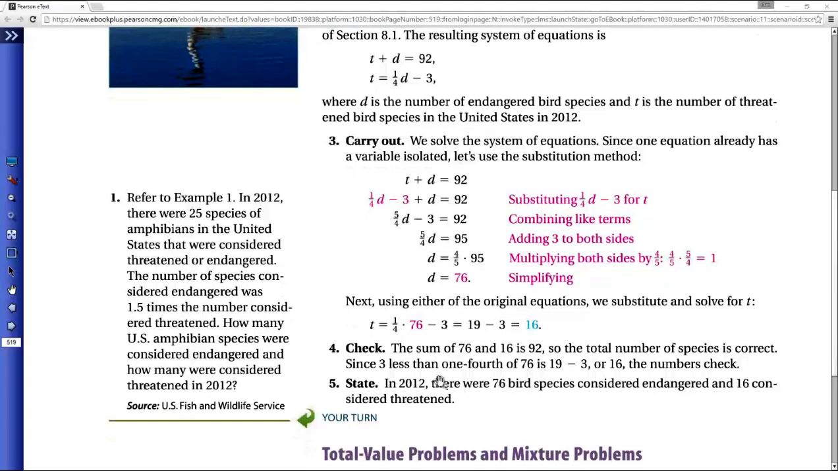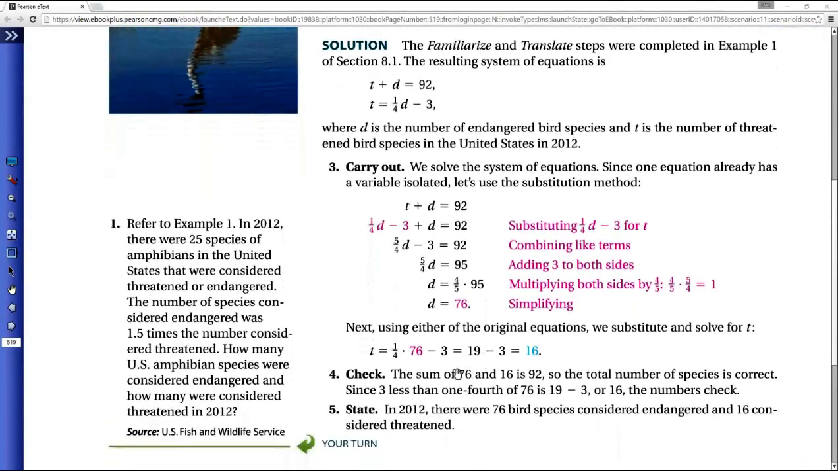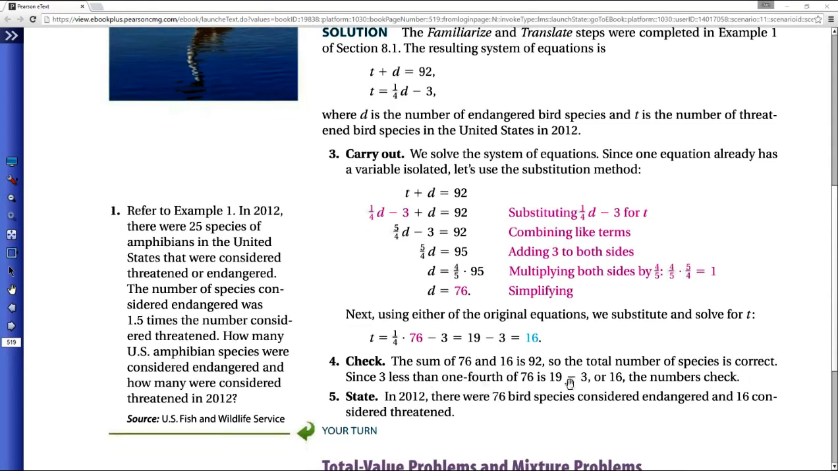So then we check both of them. You can go back to your equations, but it is definitely a better check to go back to the originals and see if it makes sense with the numbers. To check this, I got 76 and 16. Well, the first line of this word problem says that there are 92. If we add 76 and 16 together, yes, we get 92.